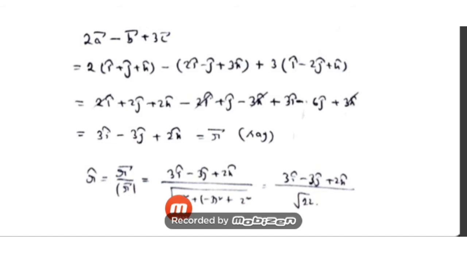Keep it, and do the calculation: 3 square is 9, 3 square is 9, 9 plus 9 is 18, 18 plus 4 is 22. So this is your answer.